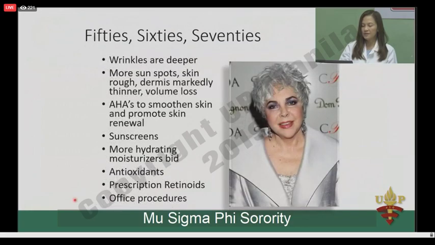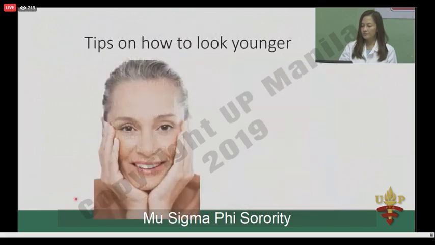In your 50s, 60s, and 70s, the wrinkles are deeper. You have more sunspots. So you can use alpha hydroxy acids to smoothen the skin and promote skin renewal. You use your sunscreen. You use more hydrating moisturizers. Use them at least twice a day. Your antioxidants, you use your prescription retinoids. And if you are really concerned, you can do laser procedures or fillers.